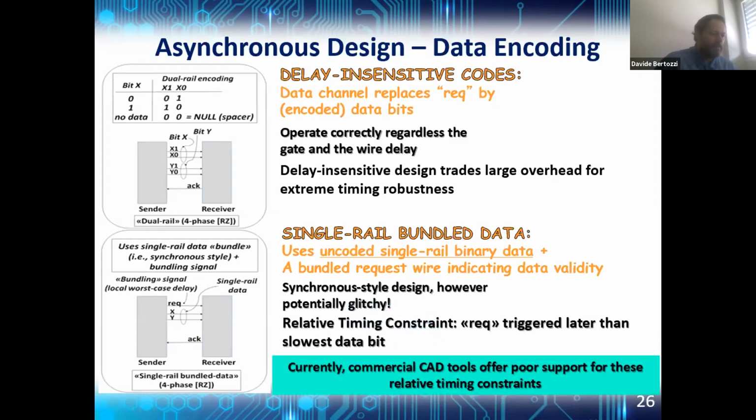So the big challenge here is that currently commercial CAD tools offer poor support for these relative timing constraints. Since commercial CAD tools target min-max delay constraints with absolute timing only. You can specify a minimum delay constraint, but with respect to an absolute timing value. While the data path delay to be matched here is known only at the synthesis time. That's an issue.